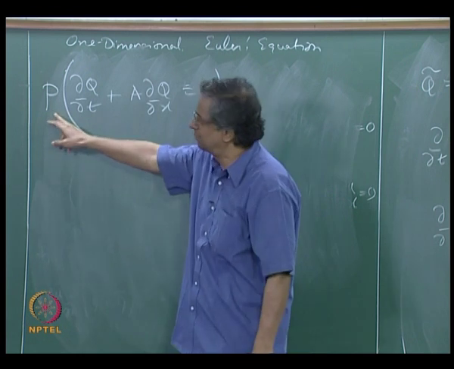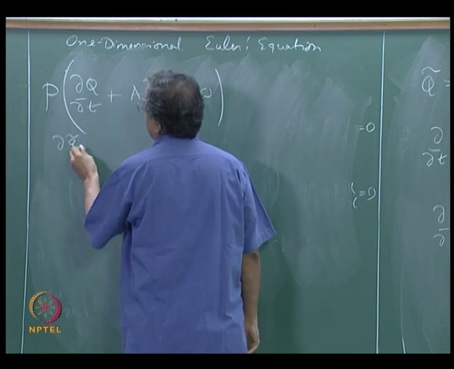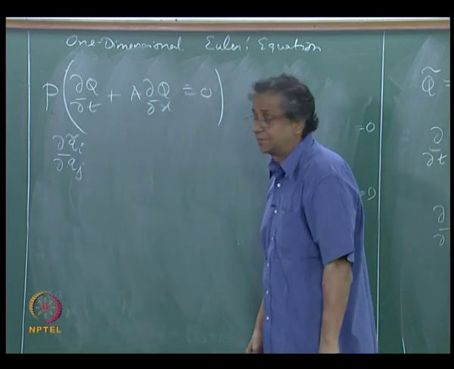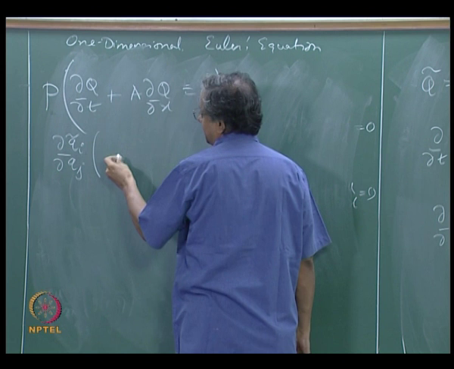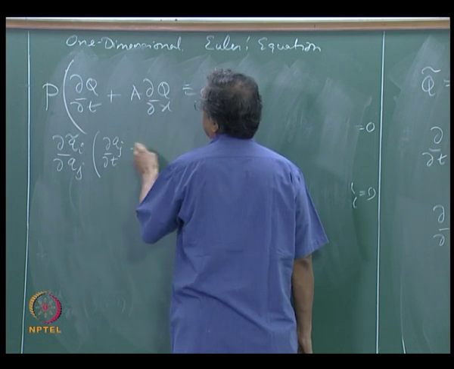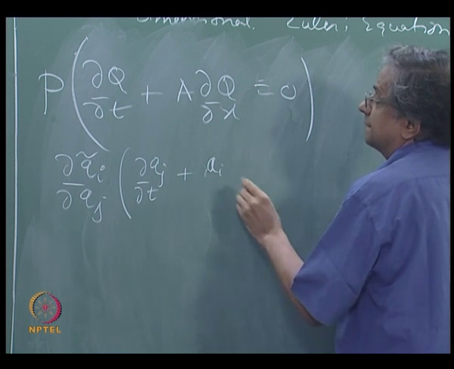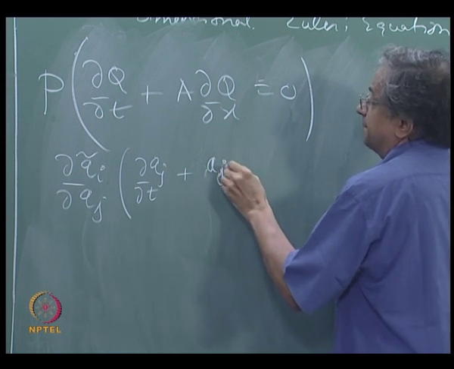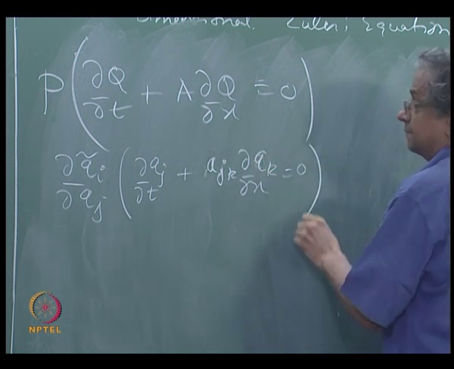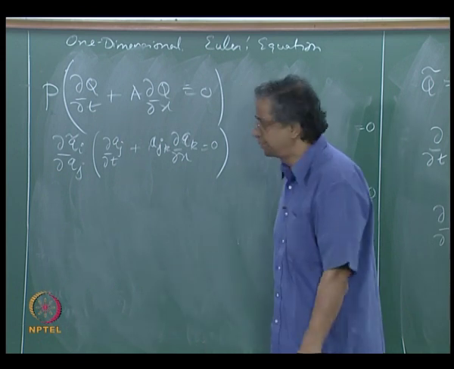If you look at this equation, I just want to make sure there is no confusion here. Since I have already used i, I will use k: dou q j by dou t plus A jk dou q k by dou x equals 0. You can look at it as just using the chain rule. Am I making sense? There are different ways to look at this.